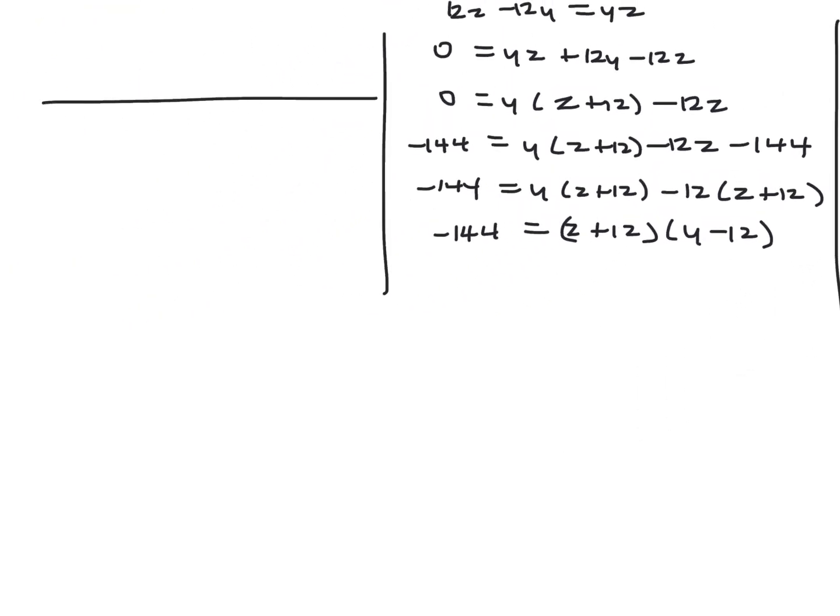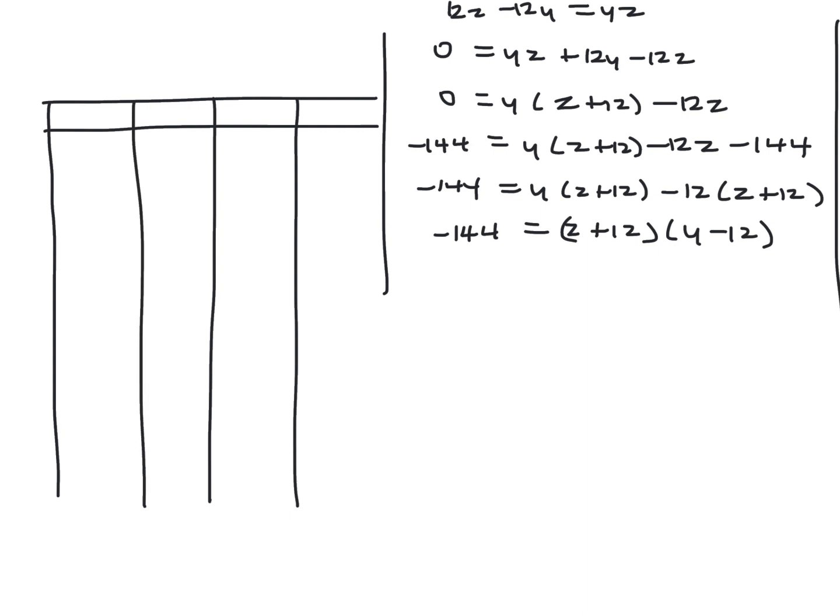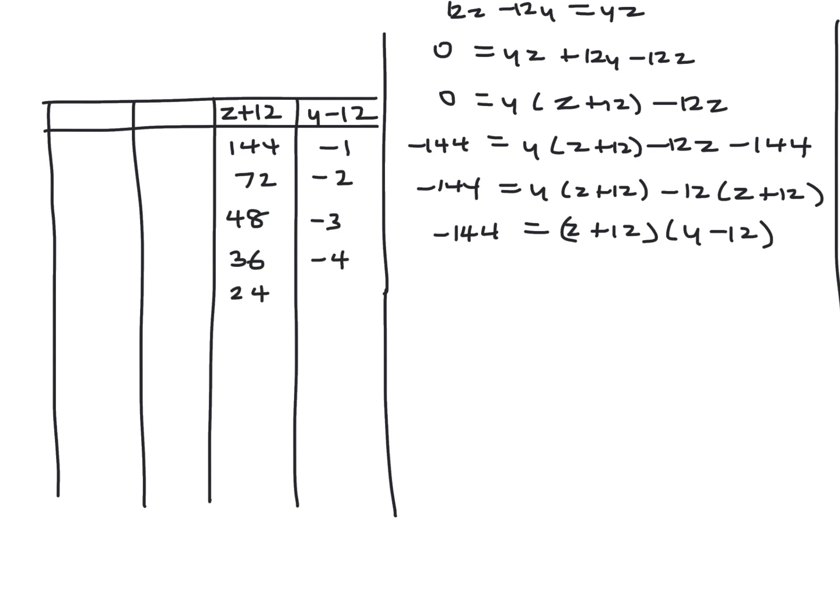You guys from the previous one can kind of see where we're going to go with this. Same kind of story here. Let's make a little table. So we've got z plus 12, and then we have y minus 12. And they both multiply to give minus 144. So we have some limited choices here. Hold on, let me think about this. So we have 144 and negative 1, 72 and negative 2, 48 and negative 3, 36 and minus 4, 24 and minus 6, 18 and minus 8, and 16 and minus 9.